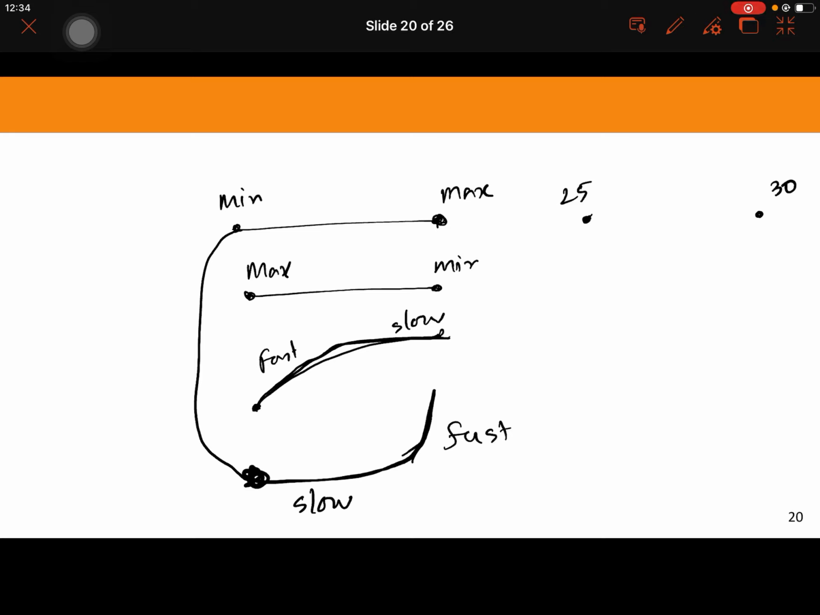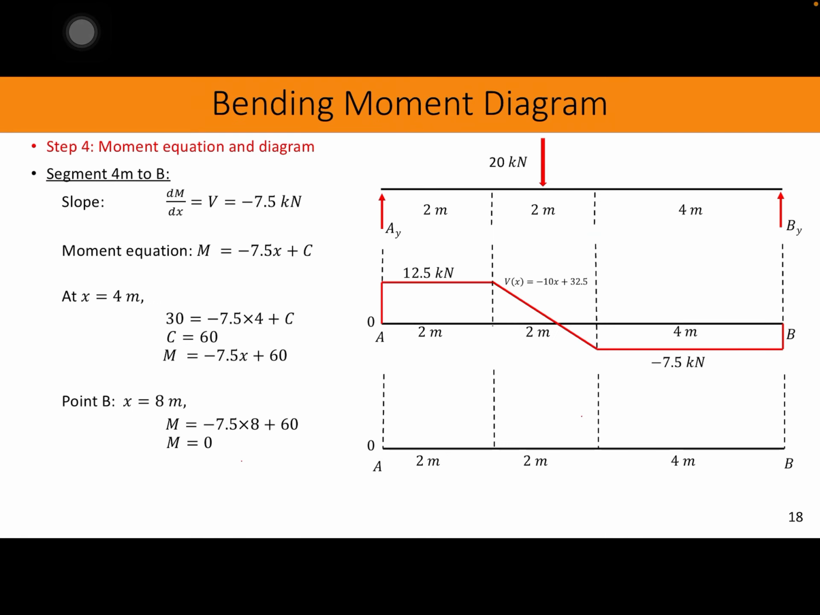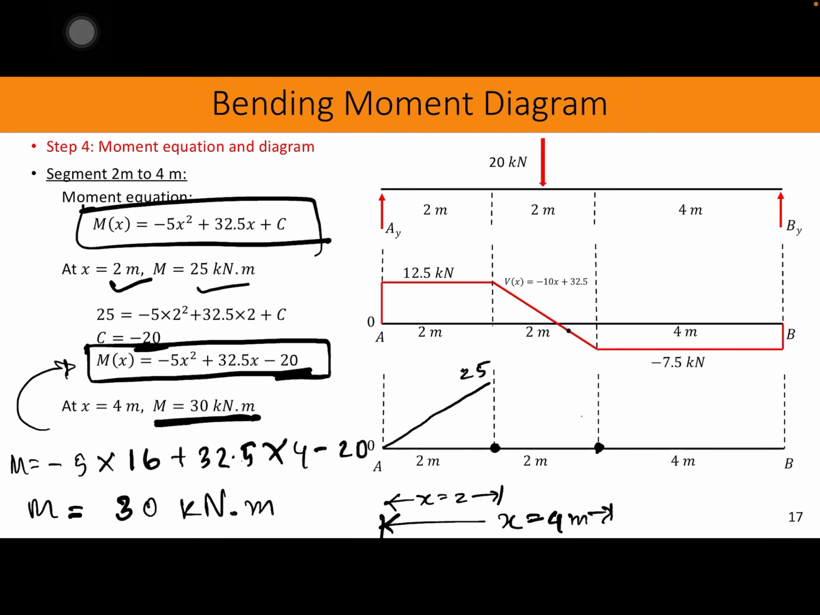Yeah, okay, we have to go slow and fast. So this would be the one. So that's how we'll plot the moment. Right here, it would be a parabola like this. So this point right here would be 30.